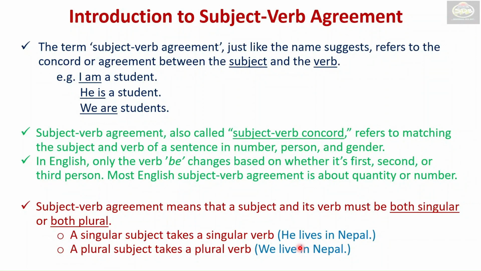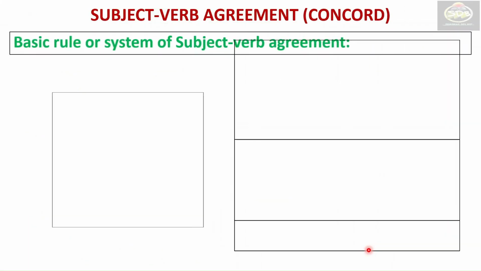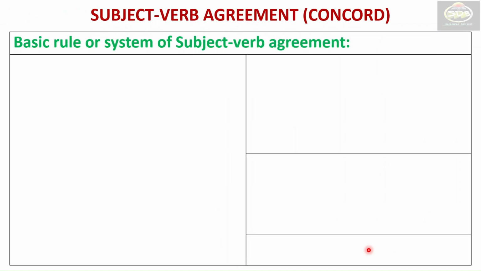We cannot say he live in Nepal. Meaning can be expressed, but that is a grammatical error. Okay, now we are going to observe the system or basic rule of subject-verb agreement. First of all, let's observe some examples.